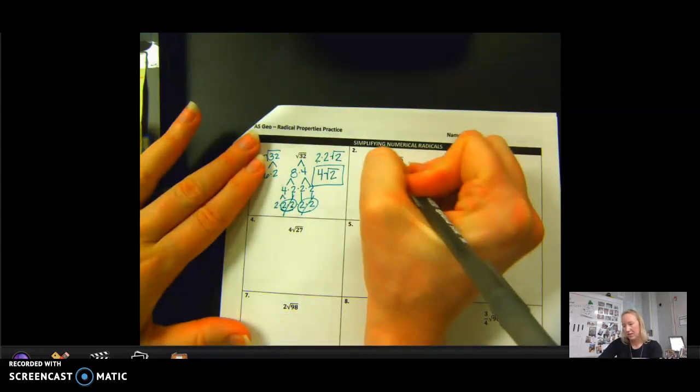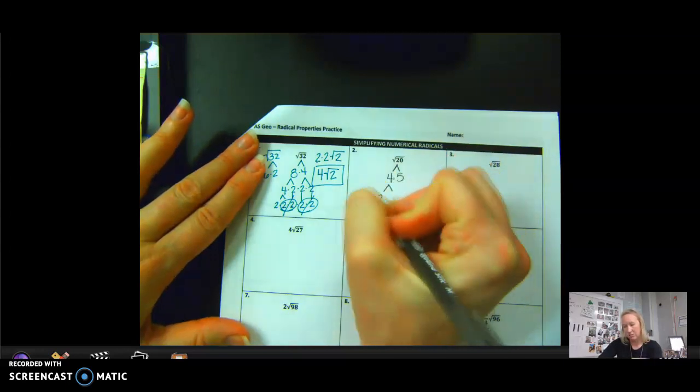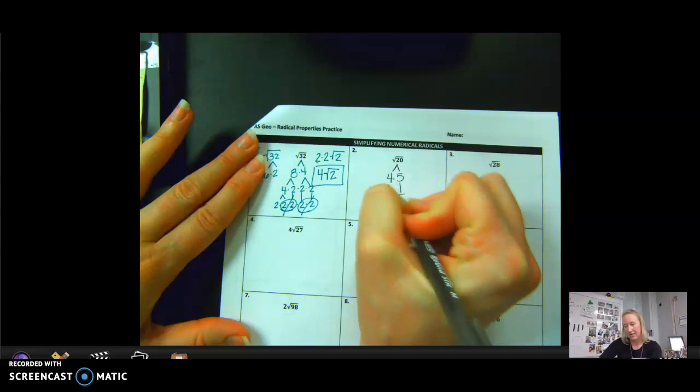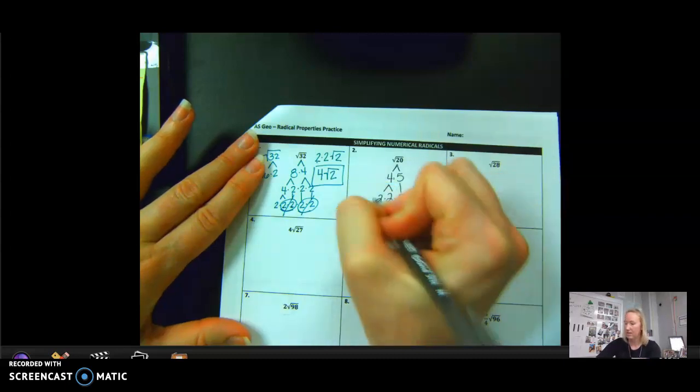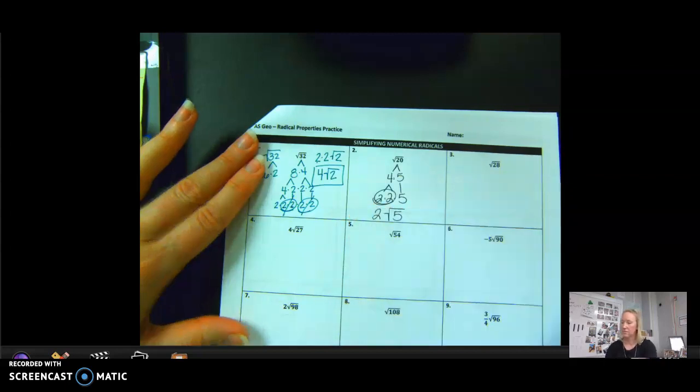All right, breaking down 20. 20 breaks down into 4 times 5. 4 breaks down into 2 times 2, and then I'm going to bring down that 5. I have a pair of 2s. One of those 2s comes out. The 5 stays in. Okay?